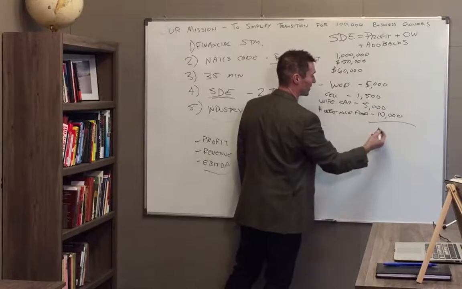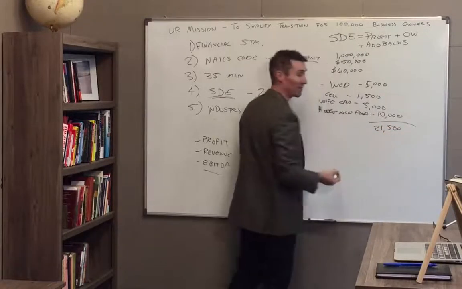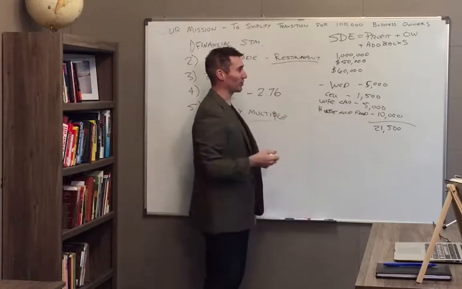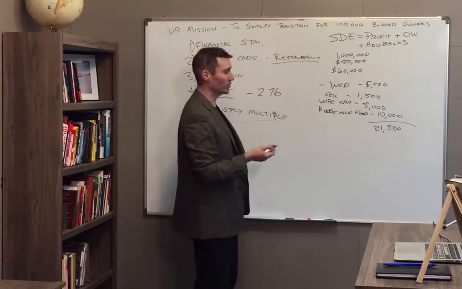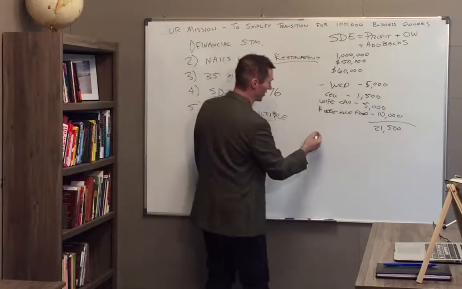So all those expenses added up to $21,500 of expenses the company actually doesn't need to incur to operate, but he's charging them through it so that he shows less profit and thus pays less taxes. This is quite common. So we're going to add these things together to figure out what our SDE is.